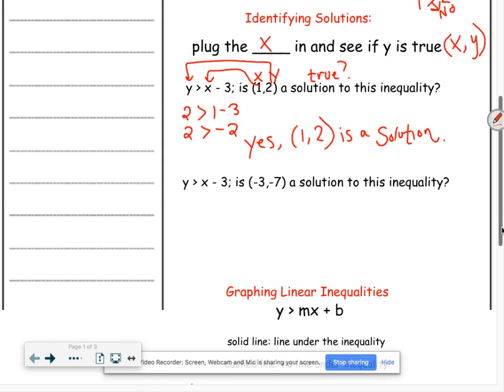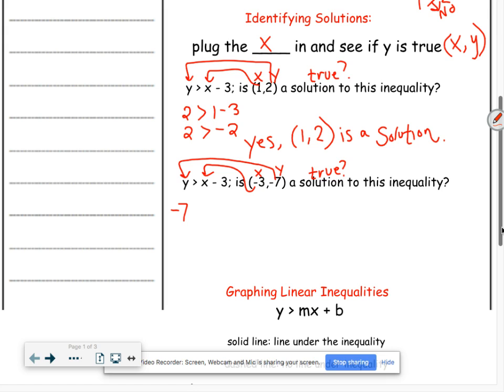Okay, so it looks like I have the same linear inequality on this next one. I have y is greater than x minus 3. Is (-3, -7) a solution? Does that point make the inequality true? So again, it's x, y. The negative 3 is going to go to the x, the negative 7 is going to go to the y, and you just plug it in and see if it's true.